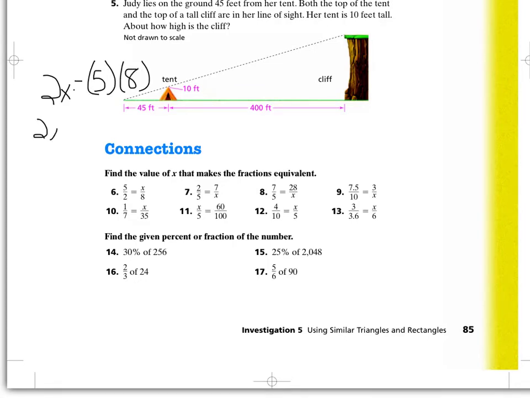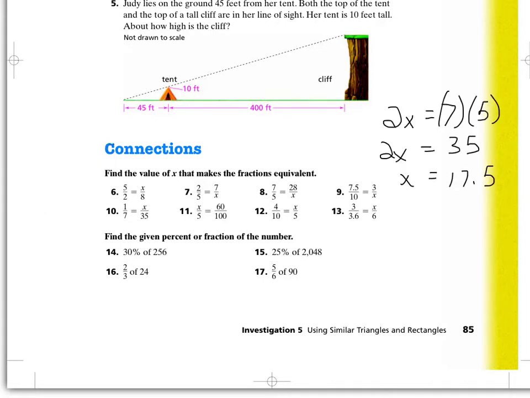So 2x equals 40. Now we have to get rid of this 2 in order to figure out what x is. So what we do is we're going to divide 2 to both sides. Because whatever you do on this side of the equal sign, you have to do on this side of the equal sign. So 2x divided by 2 equals x, and that is going to equal 40 over 2, which is 20. So x equals 20.